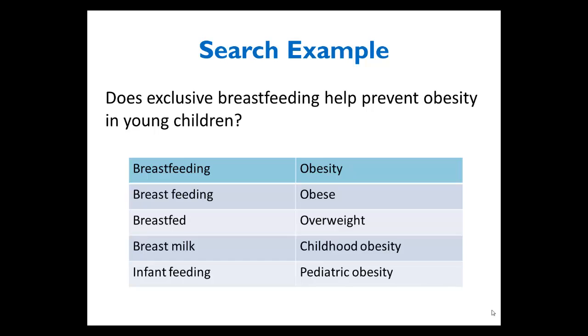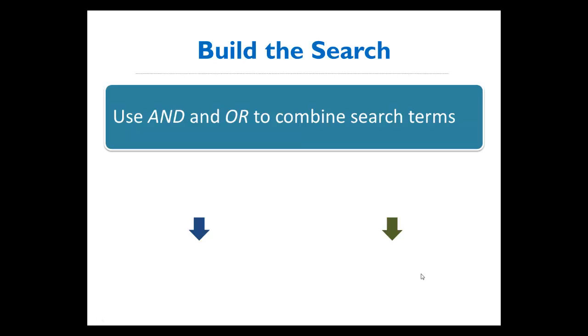So for example, under breastfeeding, we might also include breastfeeding as two separate words, breastfed, breast milk, or infant feeding. And there may be additional terms that you will come up with as you begin your search. Obesity, you might also include obese, overweight, childhood obesity, or pediatric obesity.